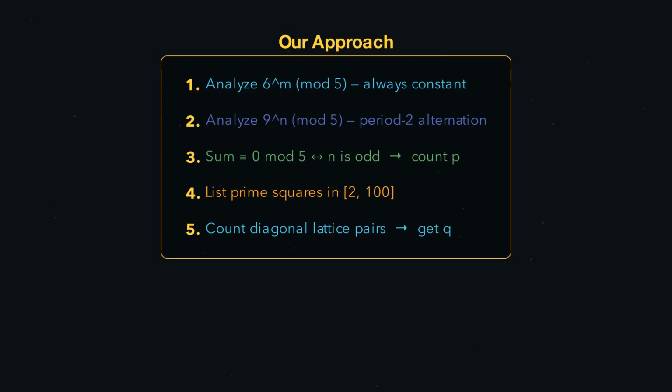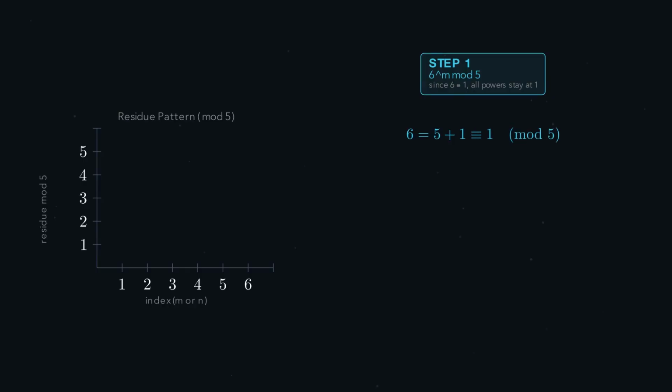Let's tackle the first term. Since 6 equals 5 plus 1, it's congruent to 1 modulo 5. That means 6 to the m is always 1 modulo 5 for any value of m. The first term is completely constant. It never changes. That's the key insight.